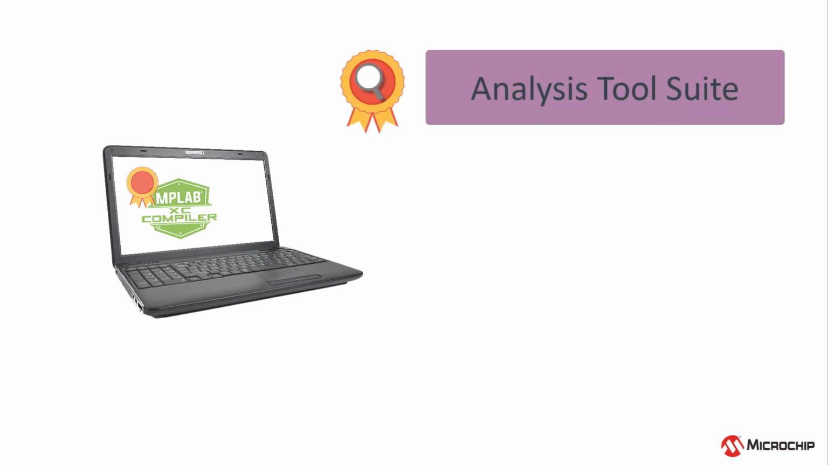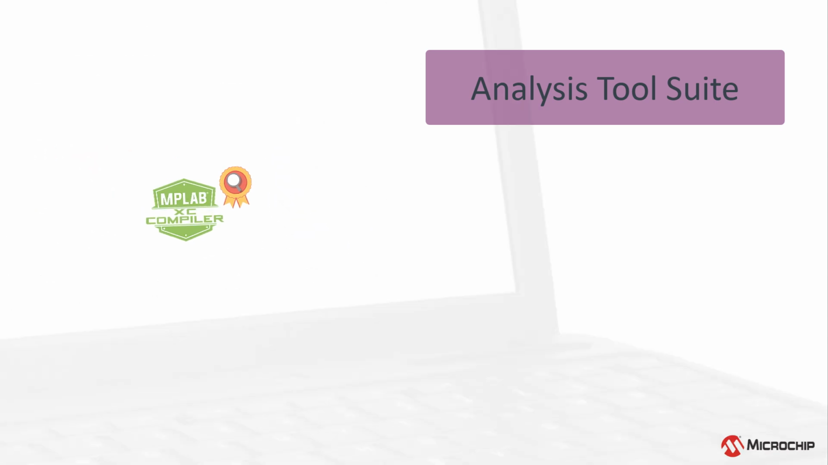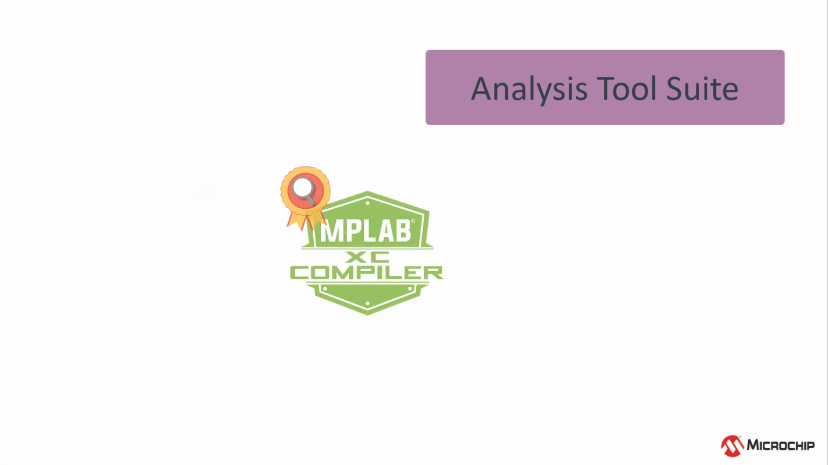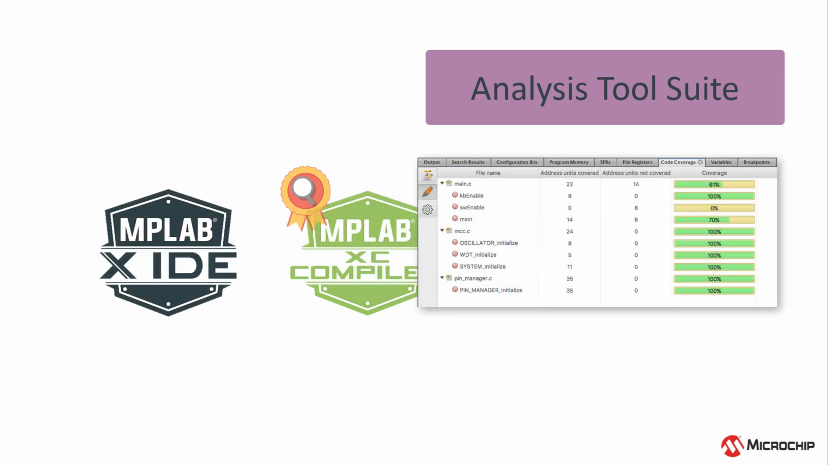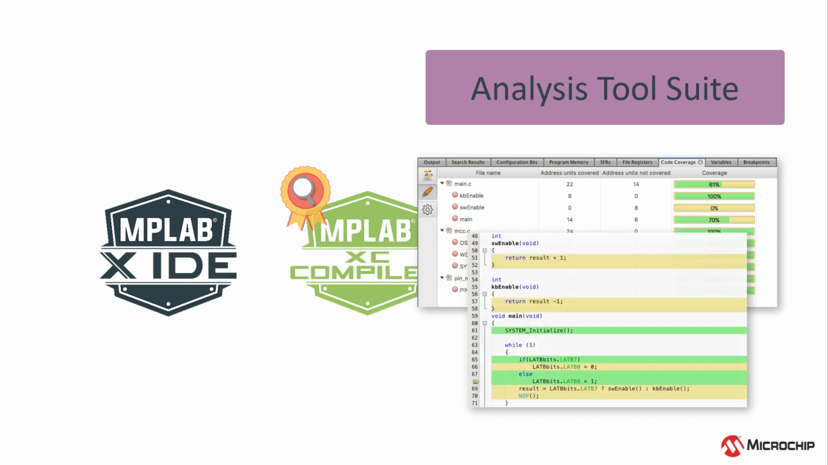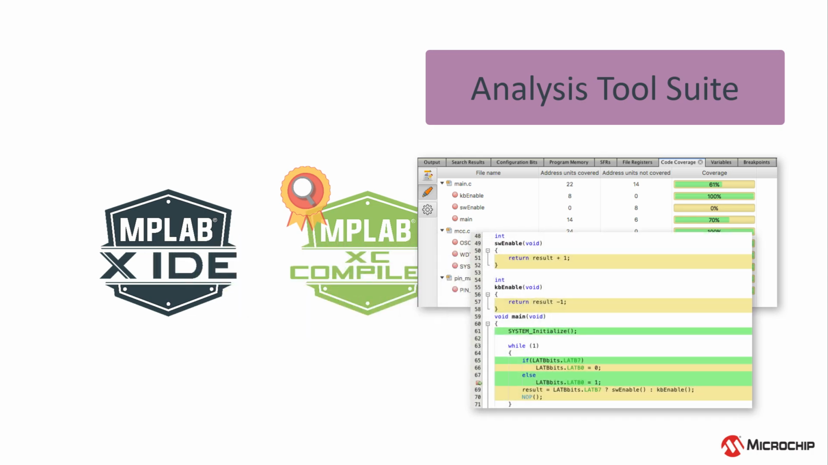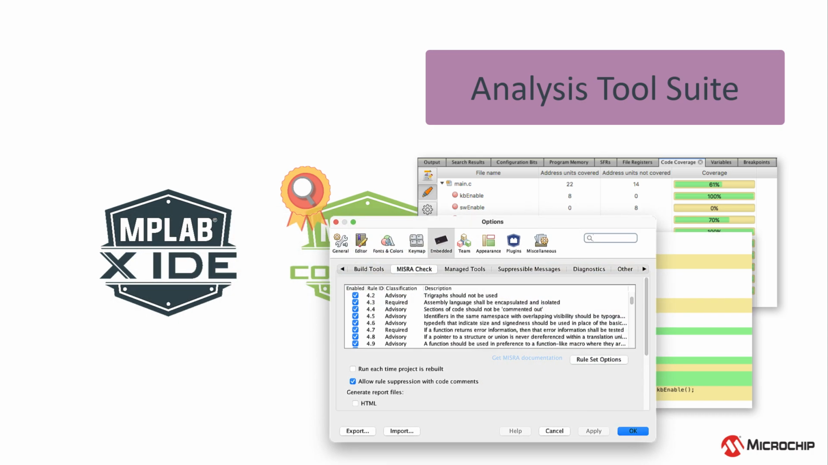An MPLAB Analysis Tool Suite license is purchased in addition to a compiler license and unlocks special analytical features, including code coverage and MISRA rule checking for all MPLAB XC compilers. From within your IDE, you can utilize navigational tools and reports that show the extent to which a project source code has been executed, along with static MISRA code checking.